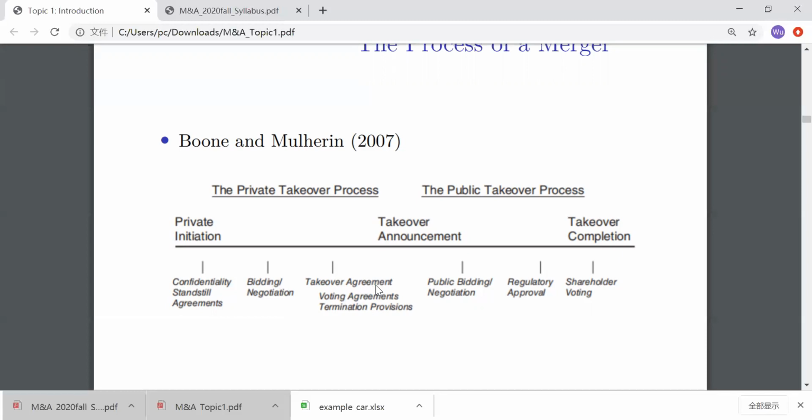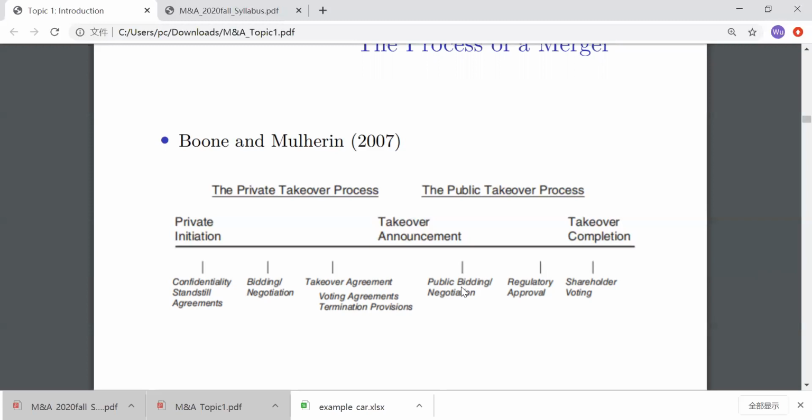There are also voting agreements and termination provisions, which say if the deal falls apart, how much will the acquirer pay the target, and how much will the target pay the acquirer. Termination clauses. And then after they finalize the merger agreement, the merger will be publicly announced.